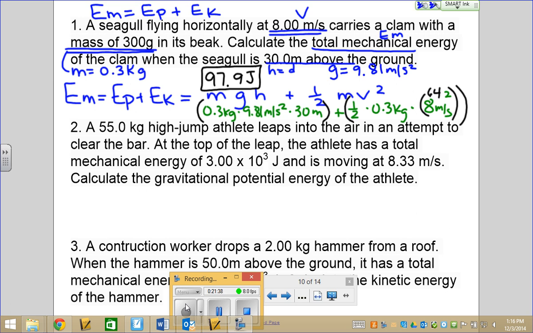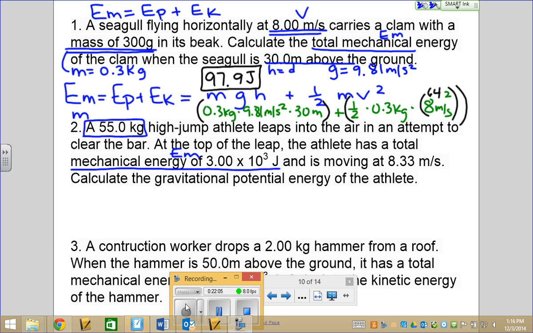All right, we're going to do the next example together, and then I'm going to ask you to do the third one, because the third one is very similar to the second one. In the second one, we start out with a 55-kilogram high jump athlete. That's the mass. They're leaping in the air to attempt to clear the bar. At the top of the leap, here's their total mechanical energy.